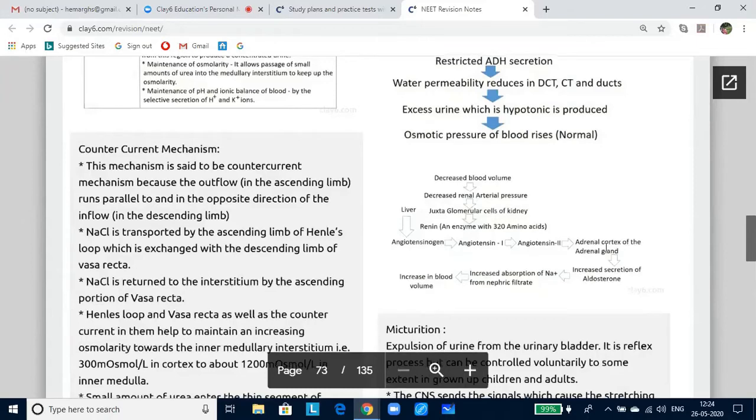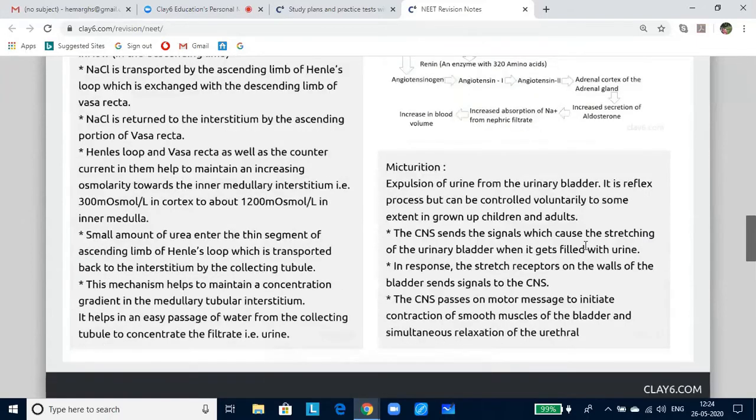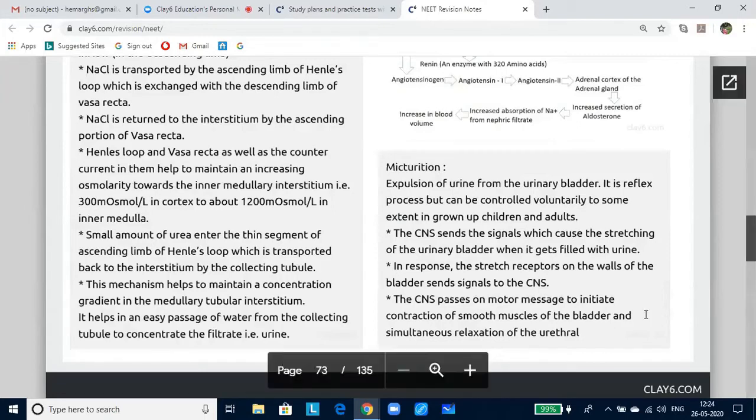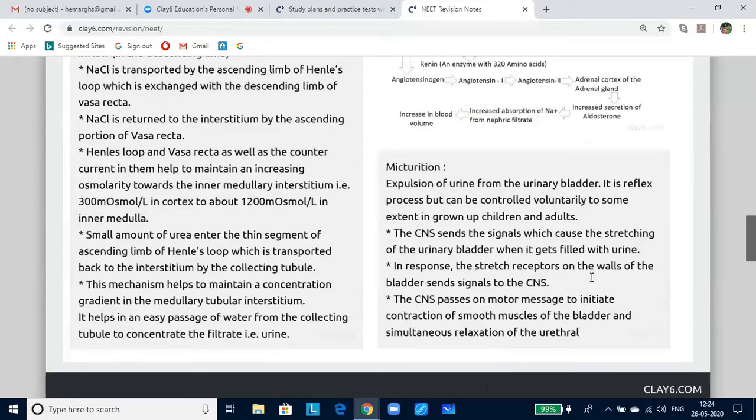Now, next, the urine is formed. It has to be expelled from the body. The expulsion of urine from the urinary bladder is known as micturition. It is a reflex process but can be controlled voluntarily to some extent in grown-up children and adults. A newborn baby does not have control over the bladder, so it just urinates. Similarly, aged people also may have lost control over the bladder, and so they can't withstand urine for a long time.